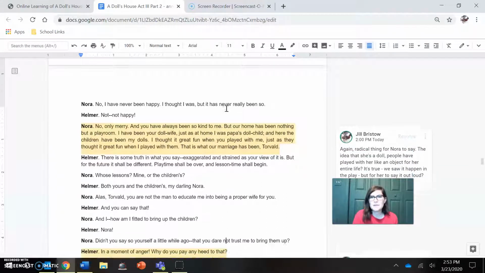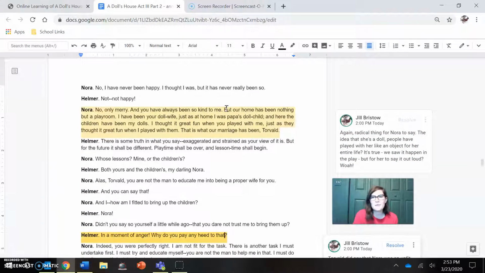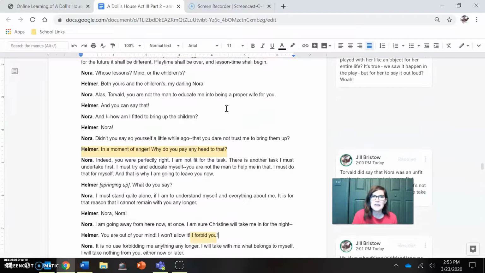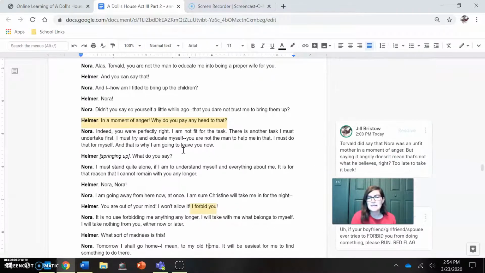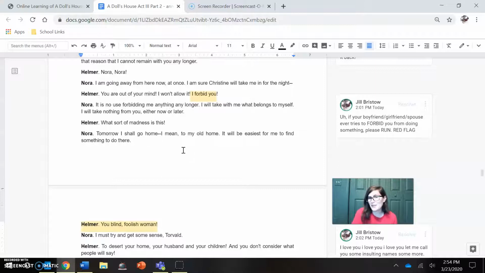She says Torvald's always been kind, but that their house has never been any more than a plaything for her. Torvald's apologizing. She's very upset with Torvald, and she's speaking to him in a way that he's never been spoken to before. And he says, "Why are you paying attention to what I said in anger?" I think that's where he can't take back those horrible things that he said.